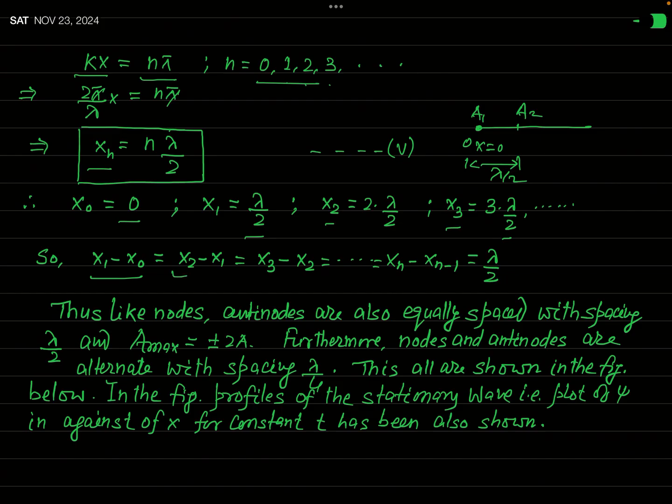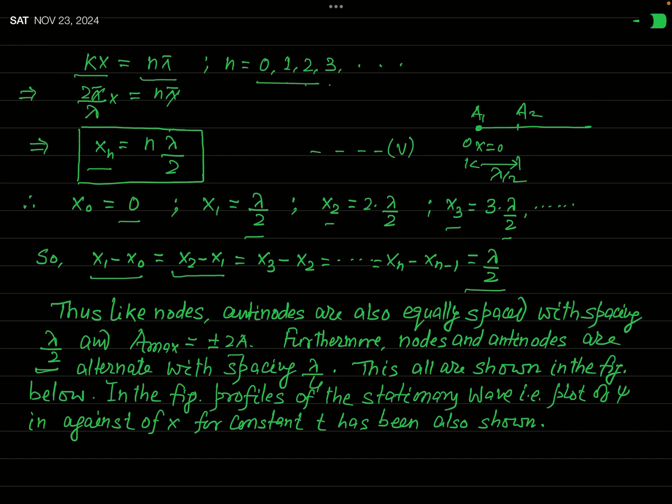The distance between the second and first antinode, x2 minus x1, is 2 into lambda by 2 minus lambda by 2, which will also be equal to lambda by 2. So here you can also see that, just like nodes, the antinodes are also equally spaced, and the spacing between two adjacent or successive antinodes is again lambda by 2. And what is the maximum value of amplitude? This is plus minus 2a.